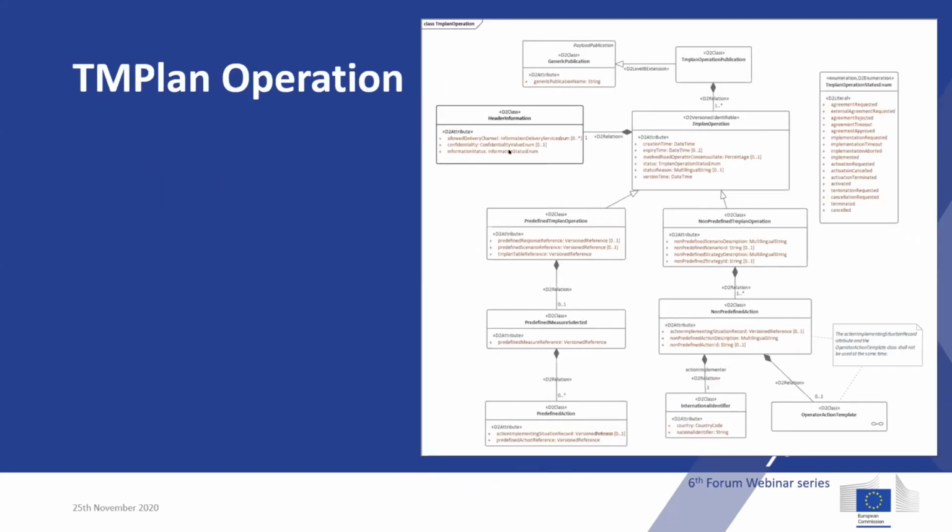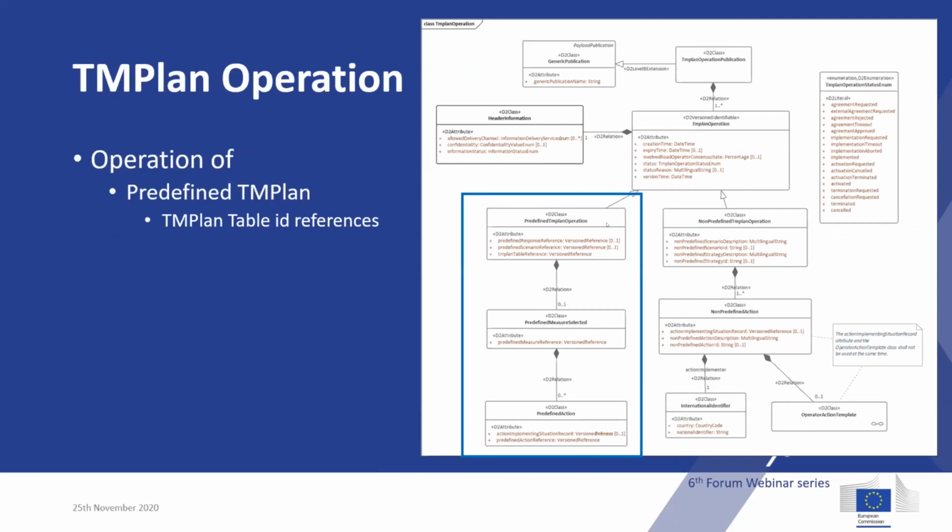So TM plan operation, here is the real-time handshaking. The real-time operation may refer to a predefined TM plan. So the TM plan table has been exchanged before, and the reference to the specific measure or strategy or predefined action that could be instantiated can be shared through this publication. But these are optional, as we can also only define the need of an operation and then allow the specification to specify this in another way. But the publication allows to deliver all the detailed information.